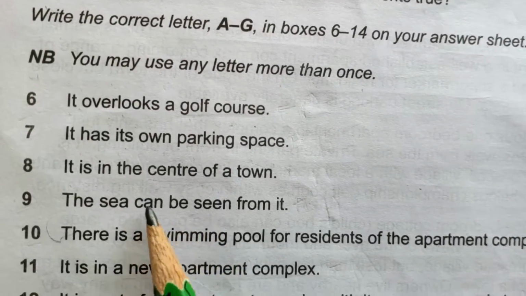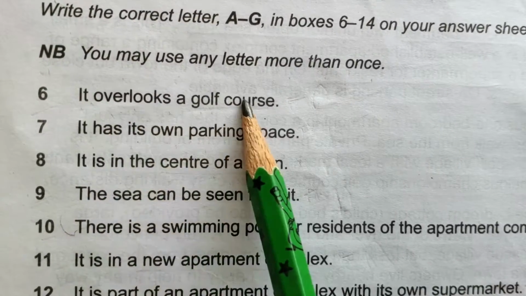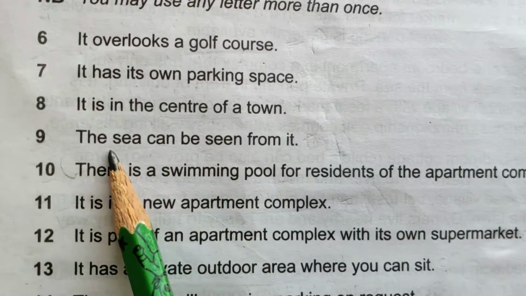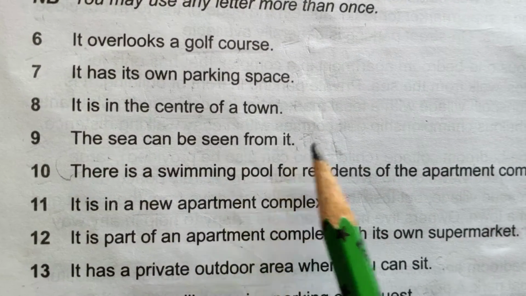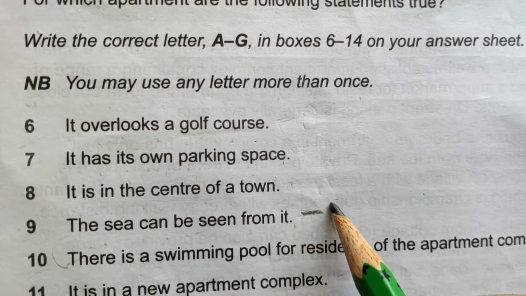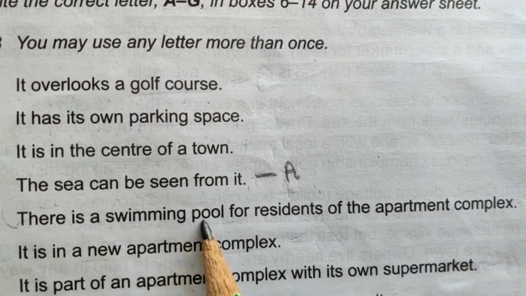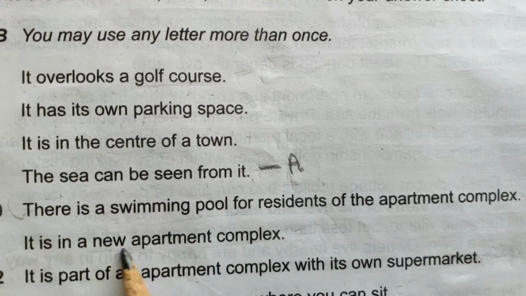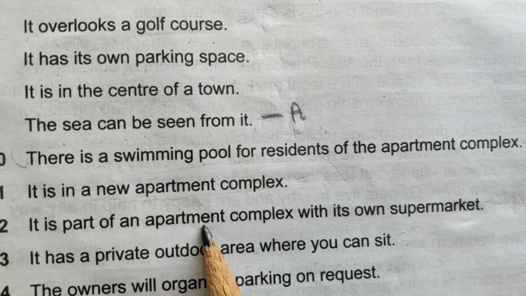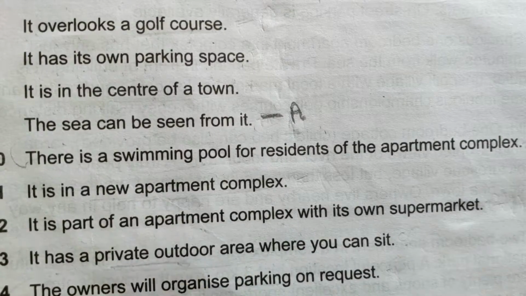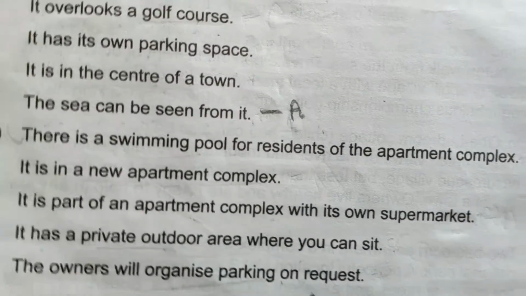Yes, it overlooks a golf course. No, it has its own parking space. It is in the center of a town. The sea can be seen from it. For this, yes, definitely, we will be writing the answer here, A. Swimming pool, they are talking about a swimming pool. New apartment complex, it is a part of an apartment complex. It has a private outdoor area. Okay, owners will organize parking on request.